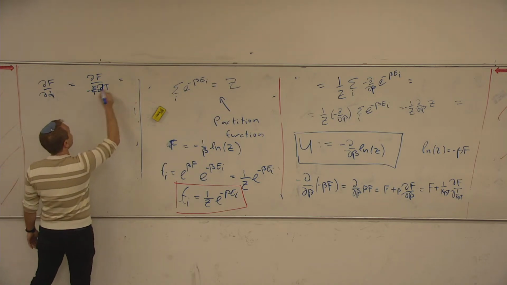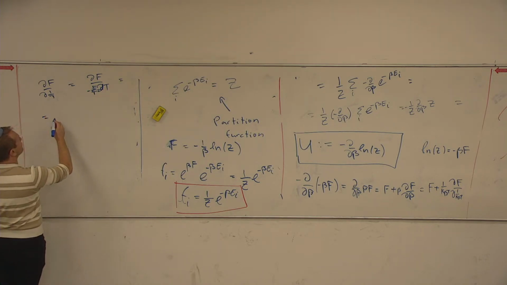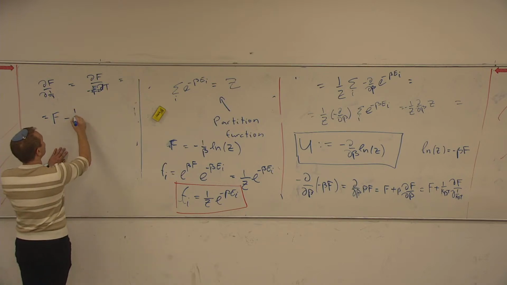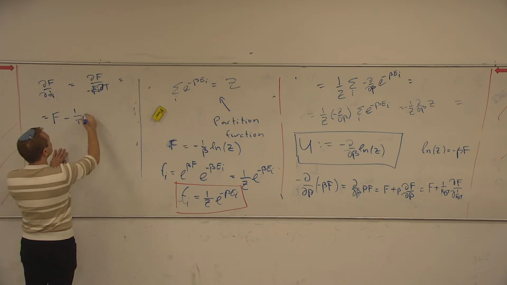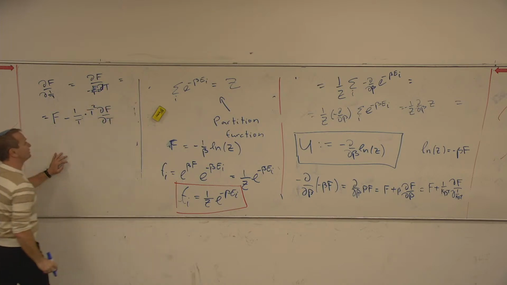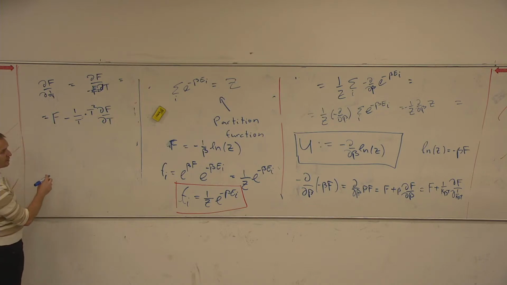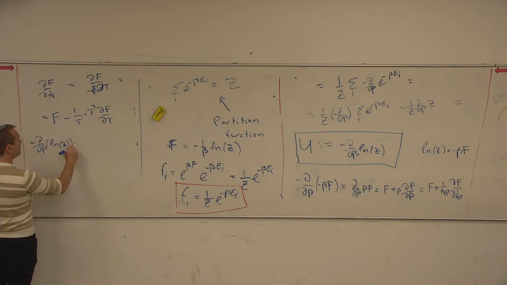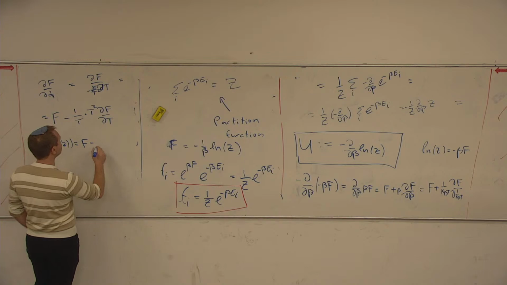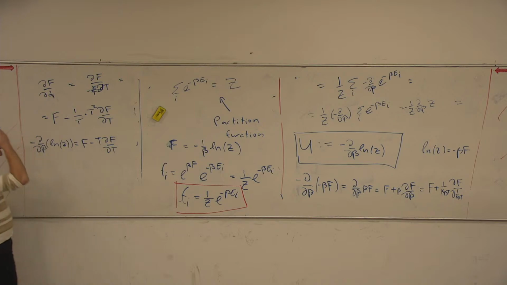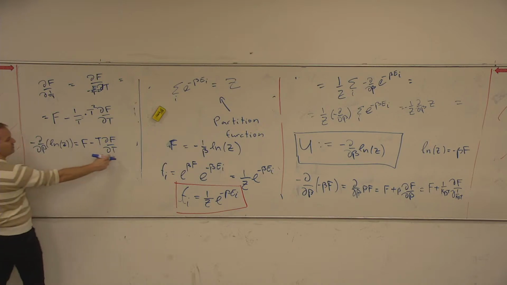So I have what I have inside: F minus 1 over t squared, 1 over t, multiplied by t squared, dF over dt. So what we obtain is that minus d over d beta of log of Z equals F minus 1 over minus t dF over dt. What is dF over dt?